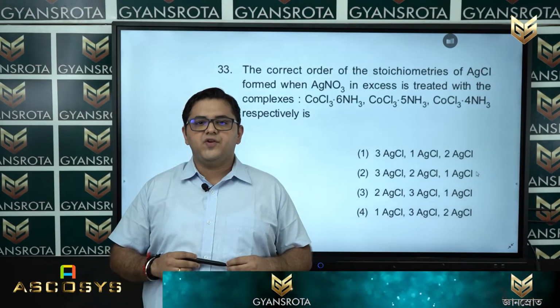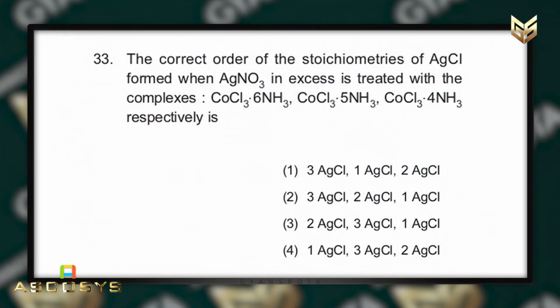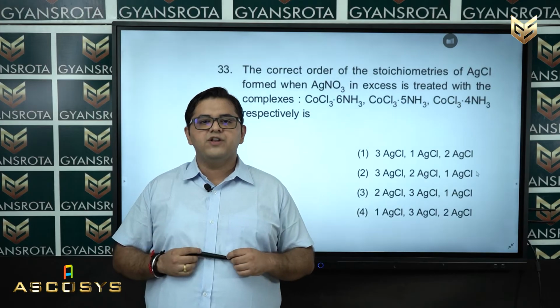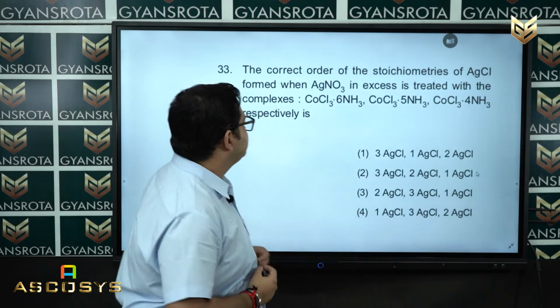Question number 33 is on your screen. The correct order of the stoichiometries of AgCl formed when AgNO3 in excess is treated with the complexes CoCl3.6NH3, CoCl3.5NH3 and CoCl3.4NH3 respectively is. Now we are moving to the solution part.